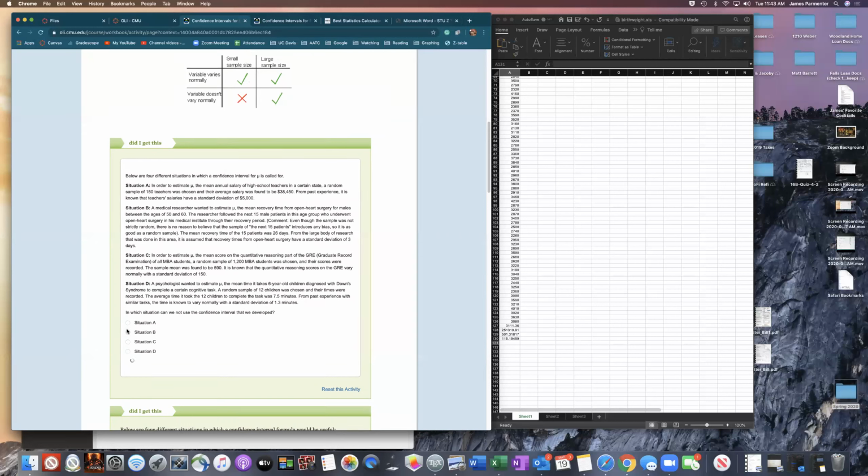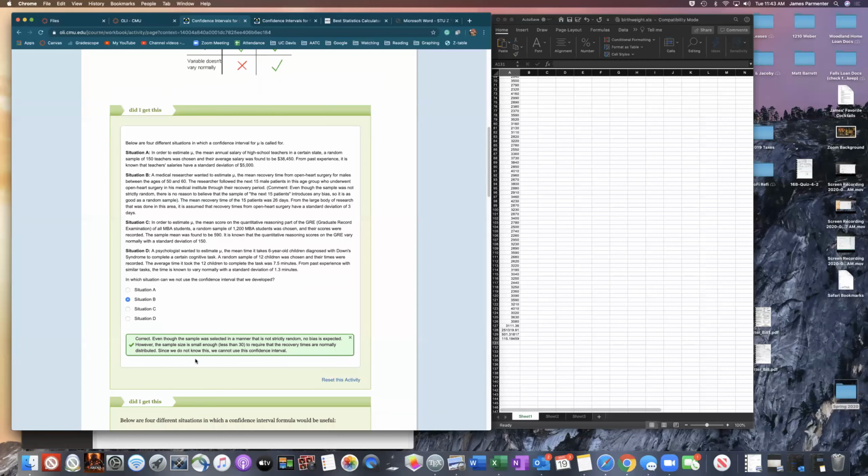Cross my fingers. Yeah. So let's see what they say. Even though the sample was selected in a manner that is not strictly random, no bias is expected. However, the sample size is too small, so it requires that the recovery times are normally distributed. Since we don't know that, we can't use the confidence interval. So in that case, instead of using the confidence interval generated using a z-score, you have to use a confidence interval with a t-score, which ends up using a larger value. So you have to have a bigger confidence interval to be actually confident that you have the true population.